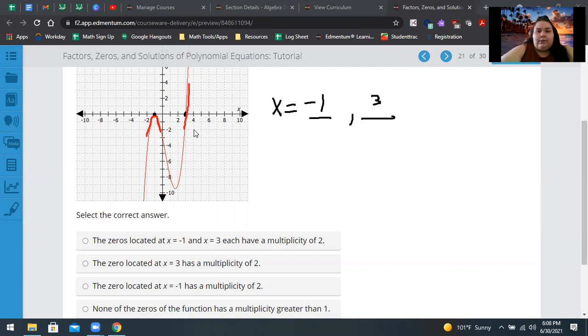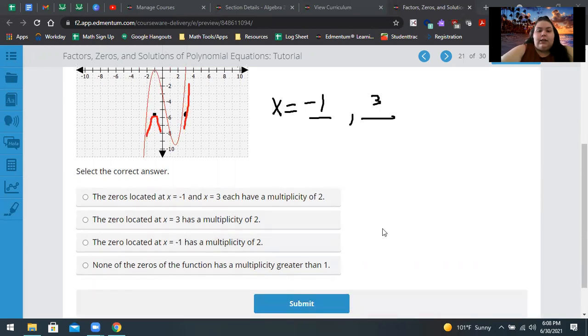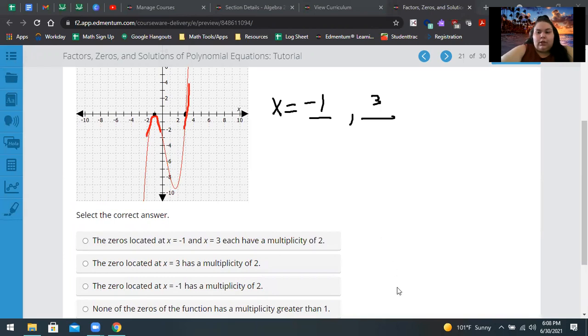Make sure you go back to slide 20, which we discussed there. The zero located at x equals 3 has a multiplicity of 2. The zero located at x equals -1 has a multiplicity of 2. None of the zeros of the function have a multiplicity greater than 1. So go ahead and select the best option that is true about this cubic function. Technically we're not looking for both answers; we're just looking for that one specific statement that is true for this cubic function.